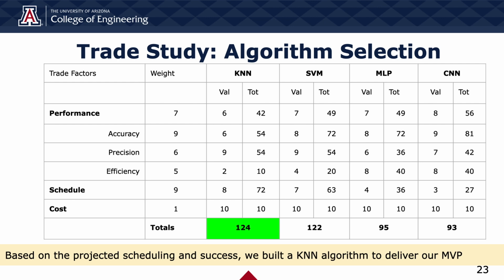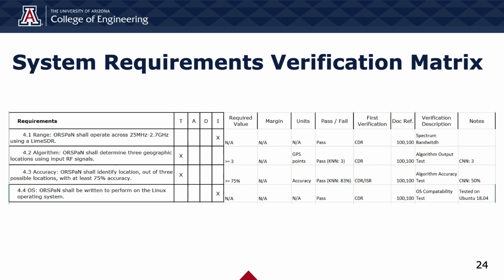After evaluation of these algorithms, we ranked them based on performance, schedule, and cost. The KNN was chosen for our minimum viable product, which we delivered at the end of the first semester. The SVM was no longer explored after the first semester. However, an MLP and CNN were built and tested in addition to the KNN. At the end of the year, our best algorithm was the KNN.